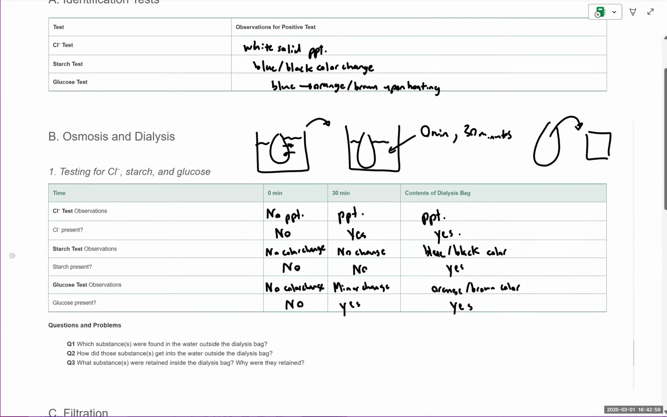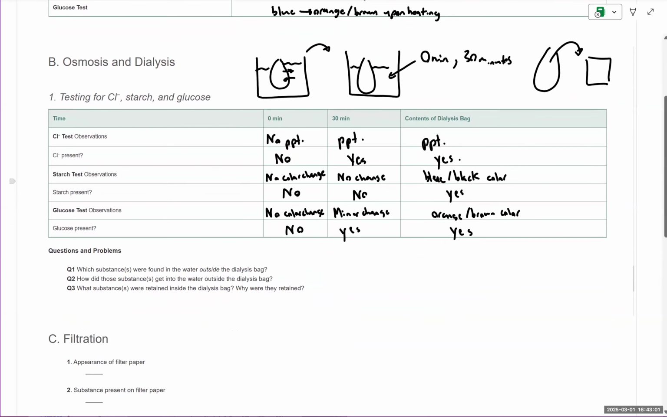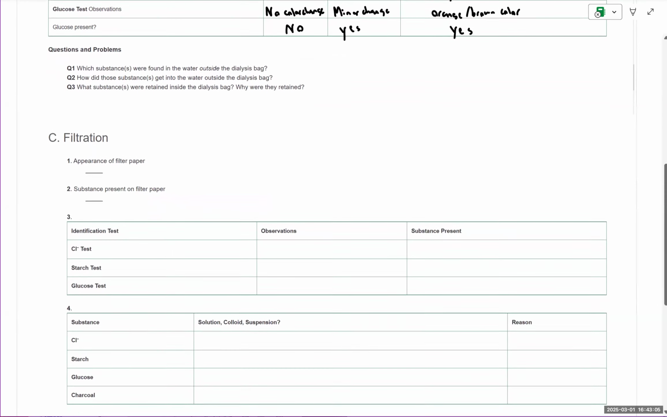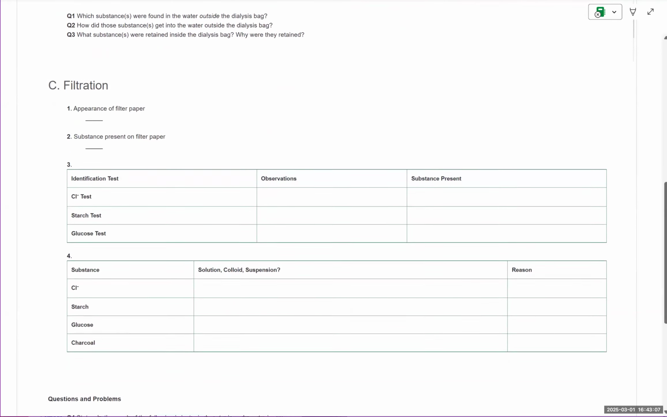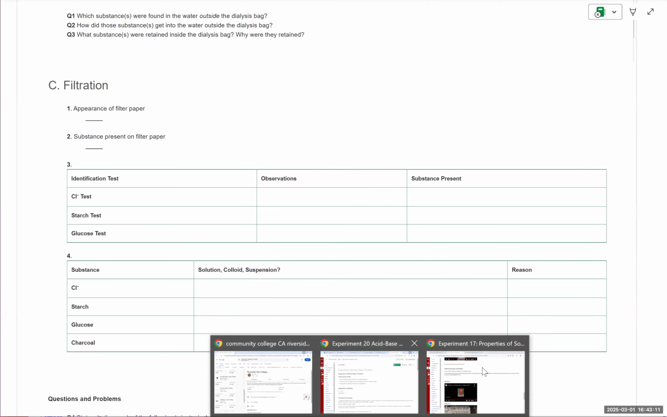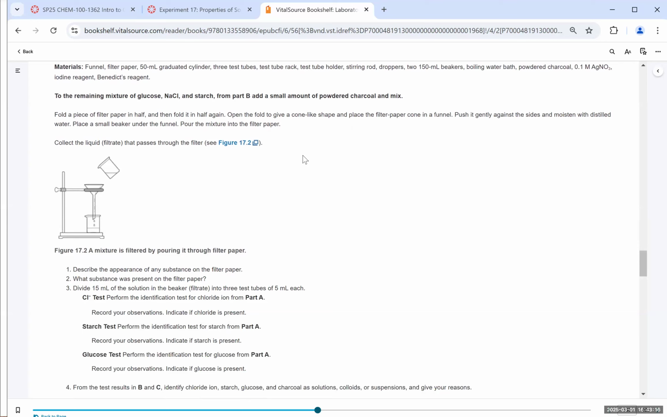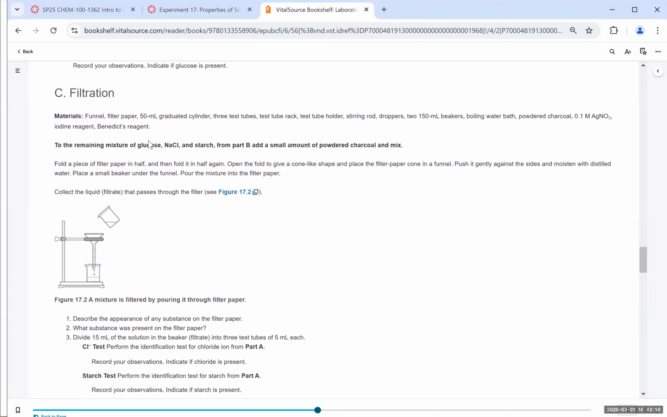Okay, you'll answer the questions independently. And we're going to talk a little bit about the filtration section. So let's go to the procedure for filtration and let's watch the video for that. So in this case, they're going to take the mixture of glucose, sodium chloride, and starch from part B, and we're going to add a small amount of powdered charcoal and mix.